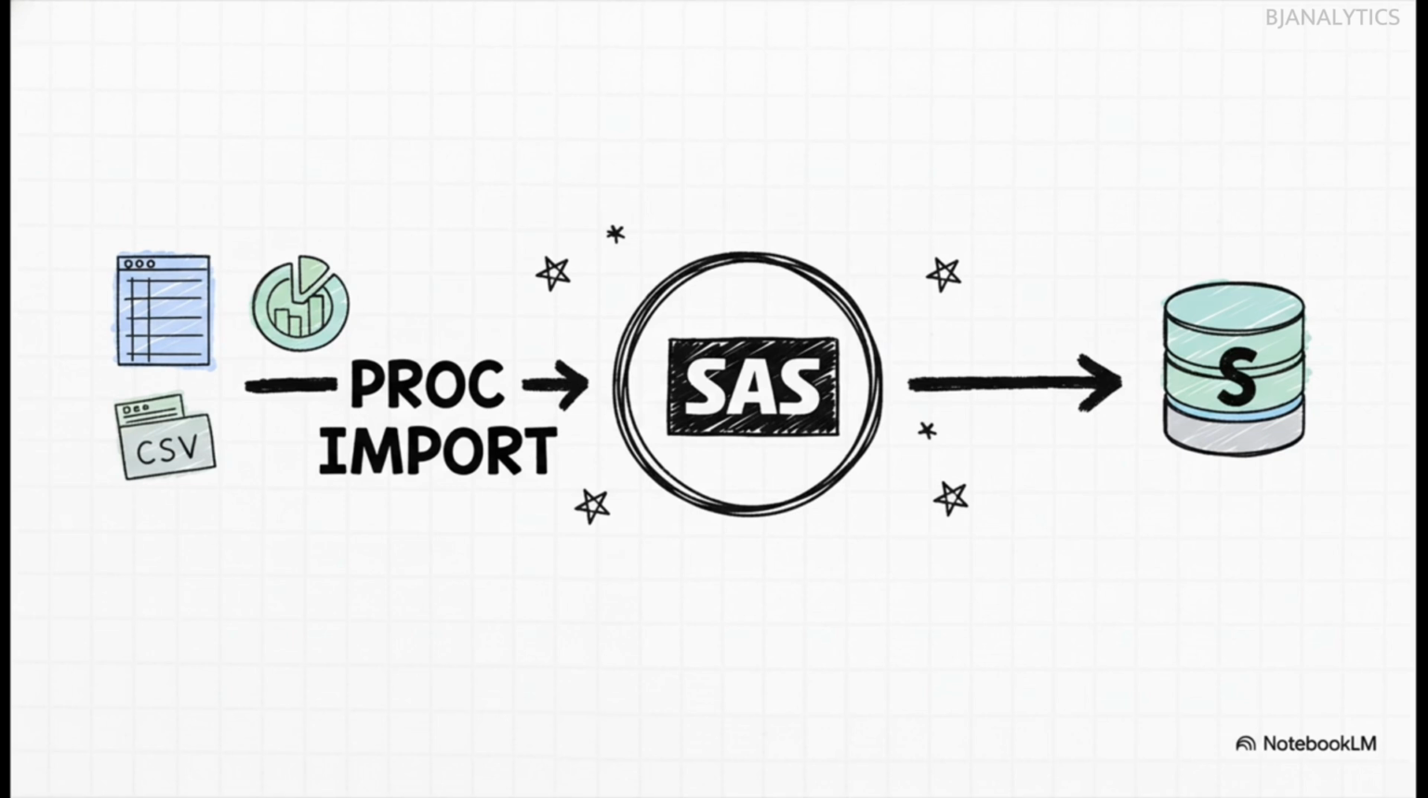So once SAS knows where the folder is, we need to bring in our specific file. For that, we use a procedure called proc import. This one little line of code basically tells SAS, hey, go grab that CSV file named obesity_data and turn it into a proper SAS data set that we can actually work with.